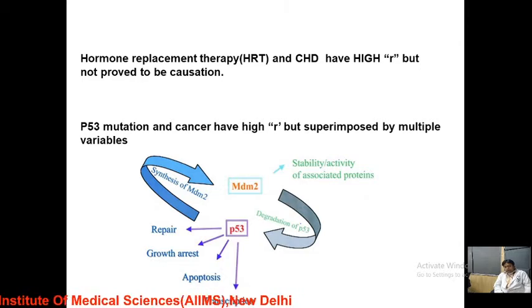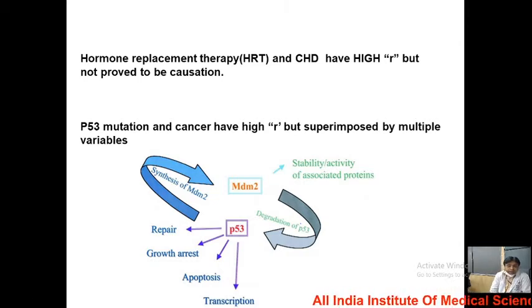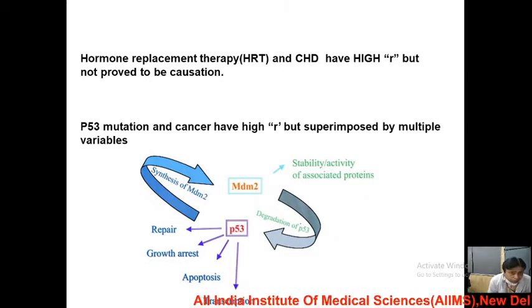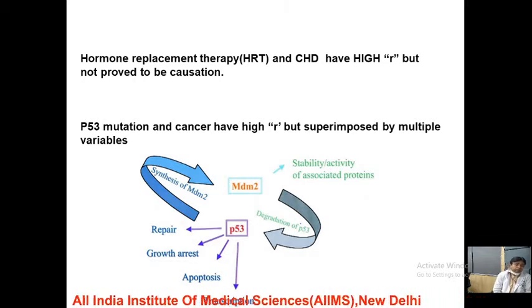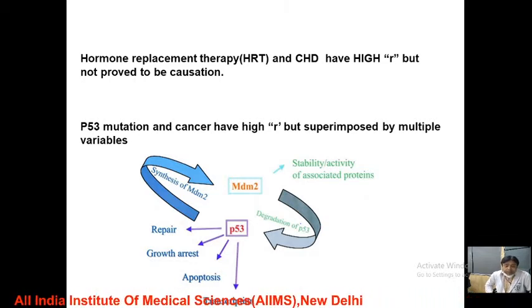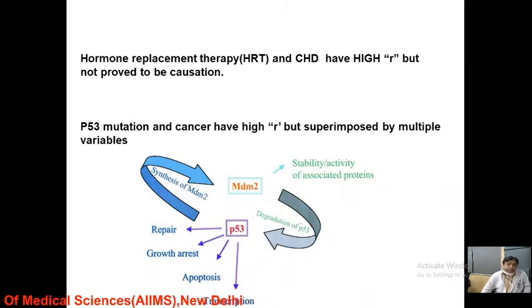This is an example of something called HRT, or hormone replacement therapy, which is proved to be very beneficial in CHD, which is known as congestive heart disease. And over here, you see that we have a high value of correlation coefficient, or in other words, those females who after menopause undergo hormone replacement therapy are supposed to have good protection from congestive heart disease.